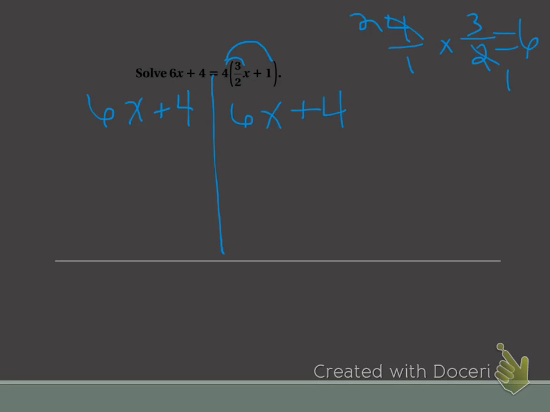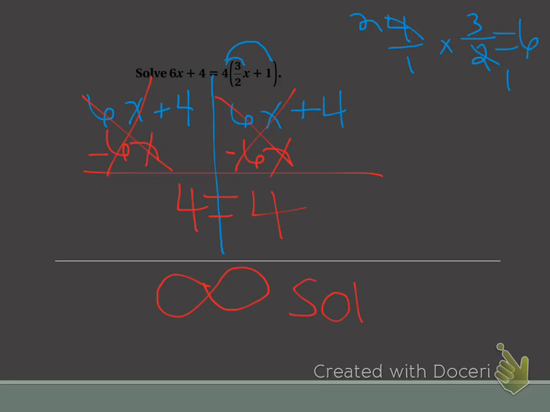Now I'm going to subtract the 6x to move the variable over to one side. Cancels out here, so I've got 4. Cancels out here, and I've got 4. So now I have 4 equals 4. Again, I've eliminated the variable, but this time I ended up with a true statement, because 4 does equal 4. When that happens, there's an infinite number of solutions. Okay? Infinite solutions. That's what that symbol is, infinity.